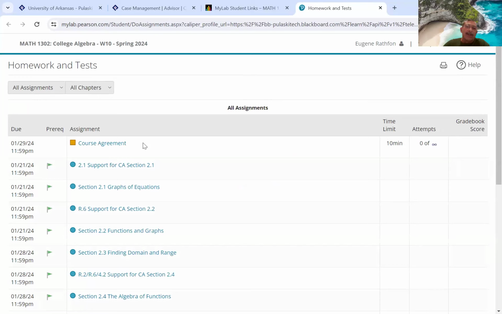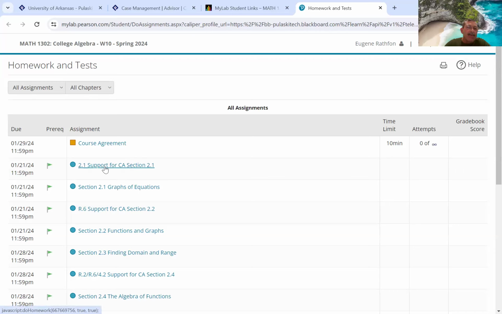All right, y'all. So notice the first thing you got to do in the course is this course agreement. And I think it's like 4 or 5 questions, and it's not math related. It just goes over the drop dates and stuff like that. And there's only one answer you can put. I think it says I understand or something like that. But that's got to be done before you can get access to your homework problems, okay?